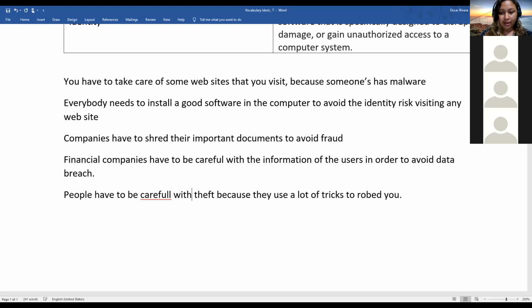Just one L. And then we say with theft, because they, or you can say because people, because fraudsters, whatever you want, use a lot of tricks to rob you. R-O-B, the base form of the verb. To rob you. No E, no E. Awesome, very good.